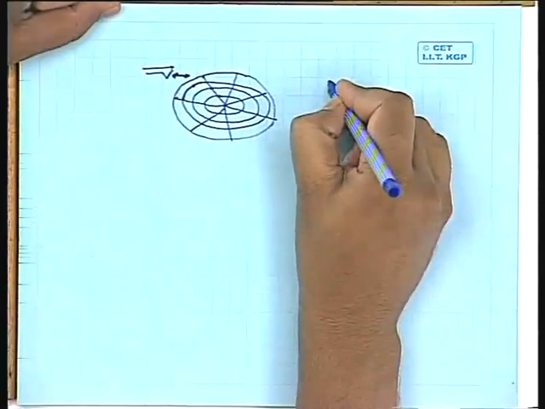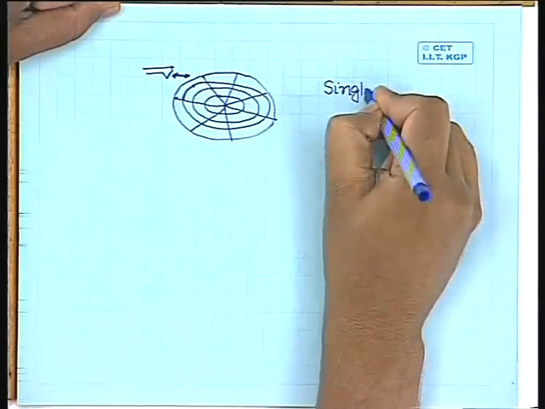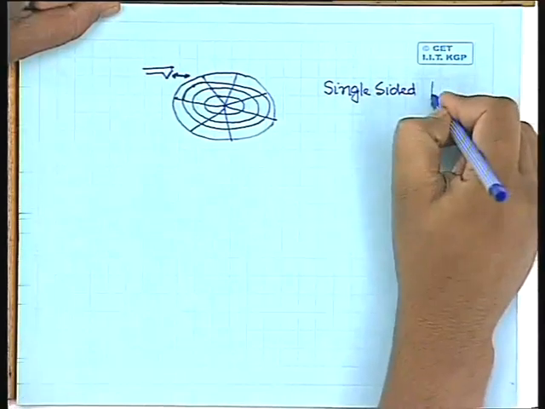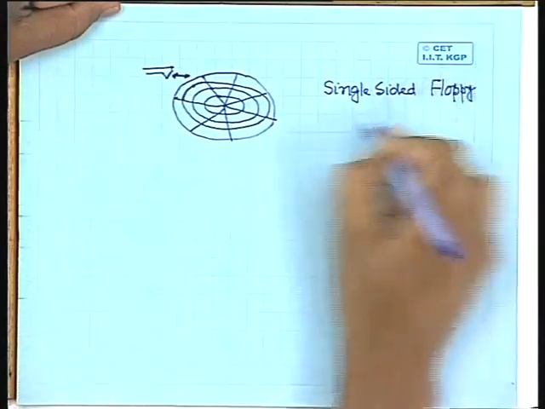Now here we can have these data tracks either on a single surface of the plate of the magnetic disk, or on both surfaces of the magnetic disk. So accordingly, we can have either a single-sided floppy drive or a double-sided floppy drive.